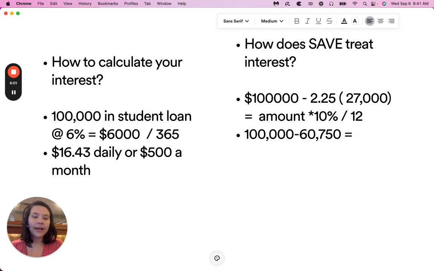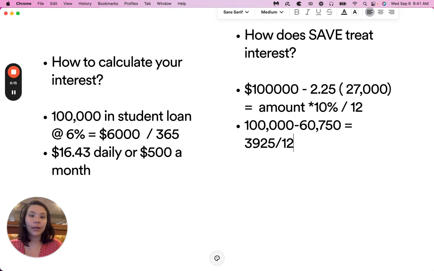That's $39,250. I multiply by 10% because I have all grad school loans. That amount is $3,925 a year. Then I divide it by 12 because they're monthly payments, which comes to about $327 a month. That's my student loan payment.